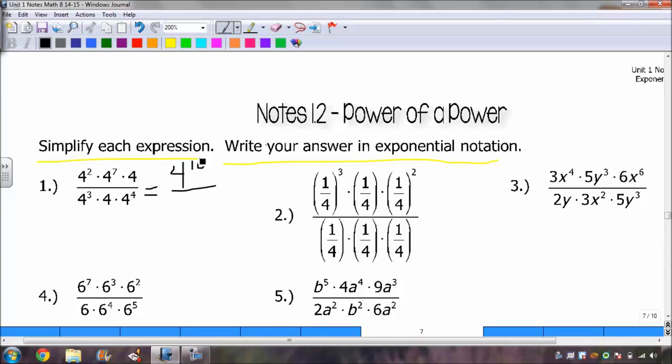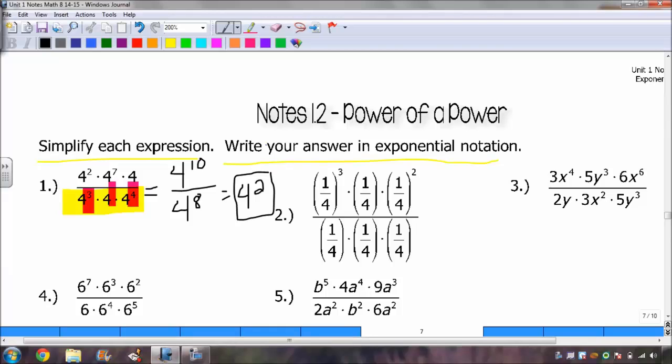And then in the denominator, you have 4 to the third power, 4 to the first, and 4 to the fourth power. So if you multiply those together, you should add your exponents again, which means you should add a 3, an invisible 1 here, and a 4 right there. So 3 plus 1 is 4, plus another 4 is 8. So you end up getting 4 to the 8th power. And then the question asks us to leave the answer in exponential notation. So there we go, we're done with that question.